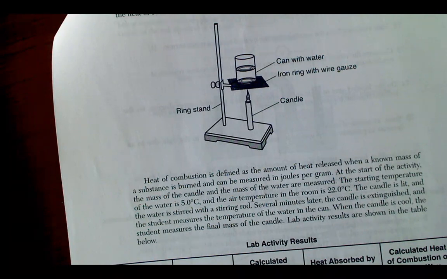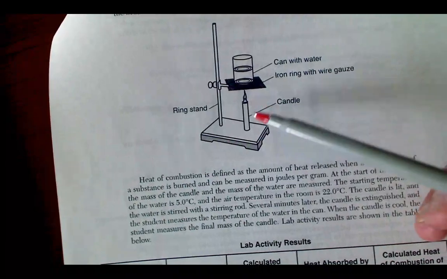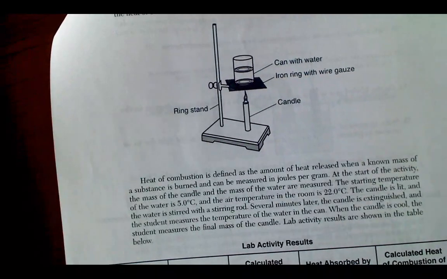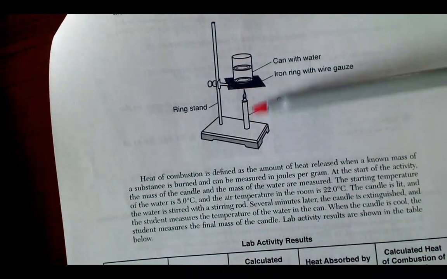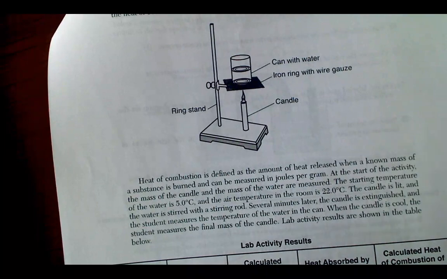The starting temperature of the water is 5 degrees, and the air temperature of the room is 22 degrees. The candle is lit, the water is stirred with a stirring rod. Several minutes later, the candle is extinguished and the student measures the temperature of the water in the can. So you're going to put water in this can and burn your candle. The candle will heat up the water, and the water is going to get hotter. When the candle is cool, the student measures the final mass of the candle, so you can see how much candle you had to burn in order to heat up the water.